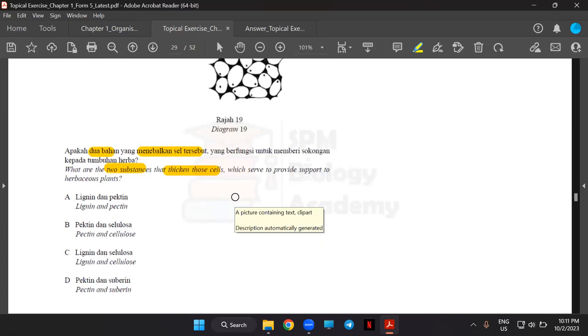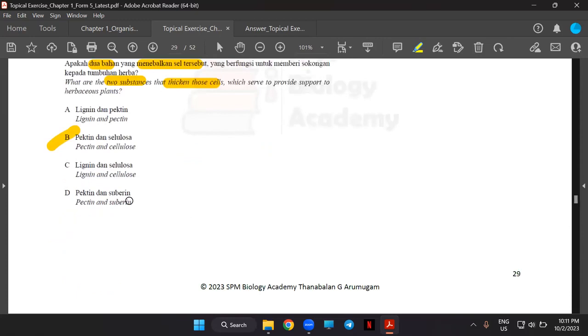Jadi untuk kolenkima, pectin and cellulose. Pectin and cellulose. Memang ada dalam nota kita. You tengok nota kolenkima. Okay. So jawapannya ialah B. Nampak perkataan suberin. Suberin we don't learn now. Saya rasa suberin kita akan belajar semasa chapter 4. Lignin untuk xylem dengan sclerenchyma, bukan collenchyma. Alright.